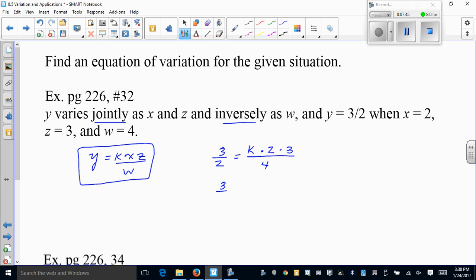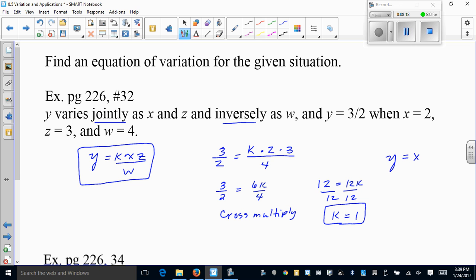So we have 3 over 2 equals 6k over 4. Now if we do a quick cross multiply, we're going to get 12 equals 12k. Divide both sides by 12, and you get k equals 1. You need to know that k value, and we plug the 1 into here, and we get y equals xz over w. Please show your work on this. You can't just go, oh, here, this is the value.